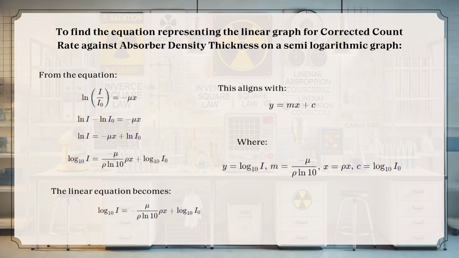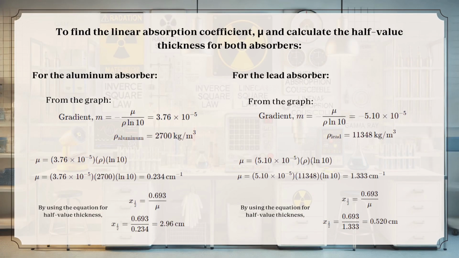From the equation that I picked from the earlier introduction, ln(I/I0) equals negative mu x. After the derivation, the linear equation becomes log base 10 I equals negative mu over density ln 10 times density x, plus log base 10 I0. This aligns with y equals mx plus c, where y equals log I, m equals negative mu over density ln 10, x equals density times x, and c equals log I0. This is the calculation for finding the linear absorption coefficient mu and the half value thickness of both absorbers.